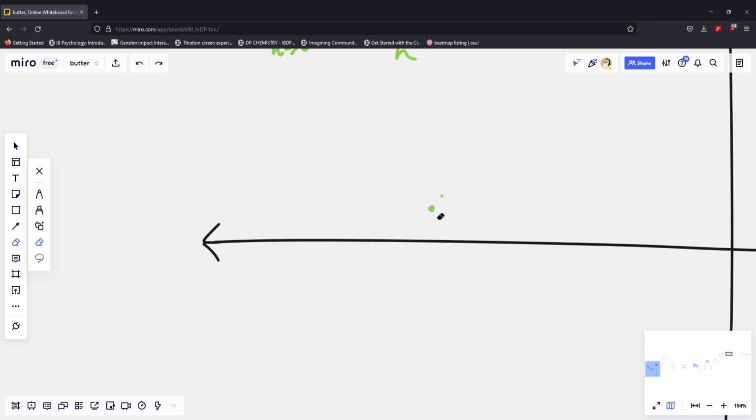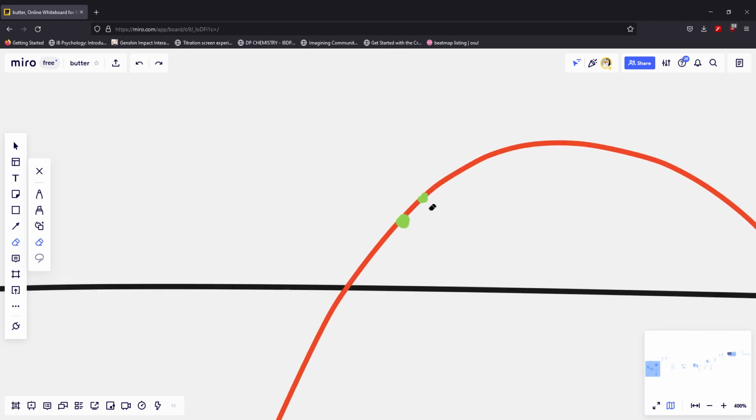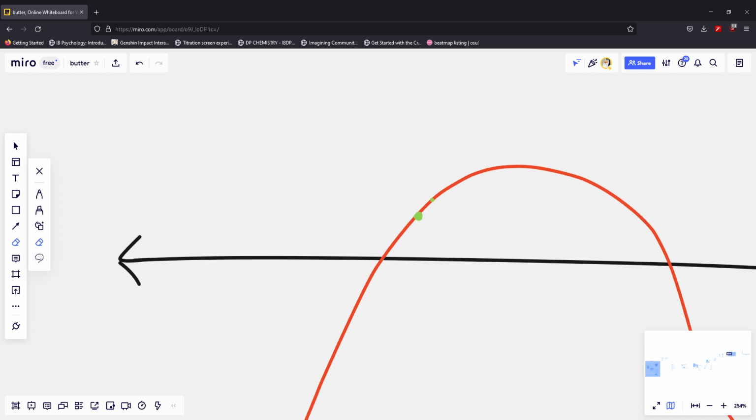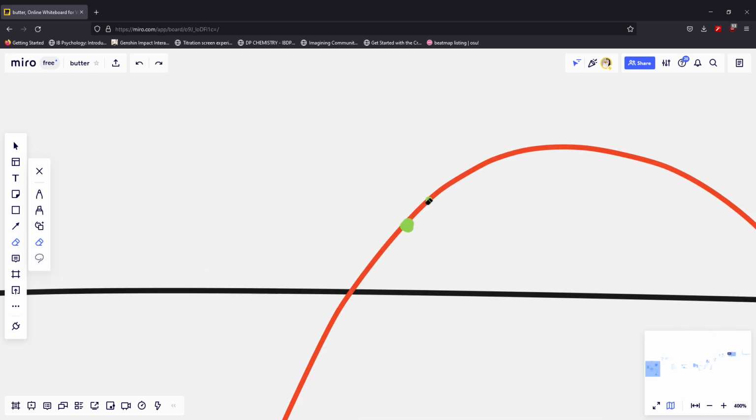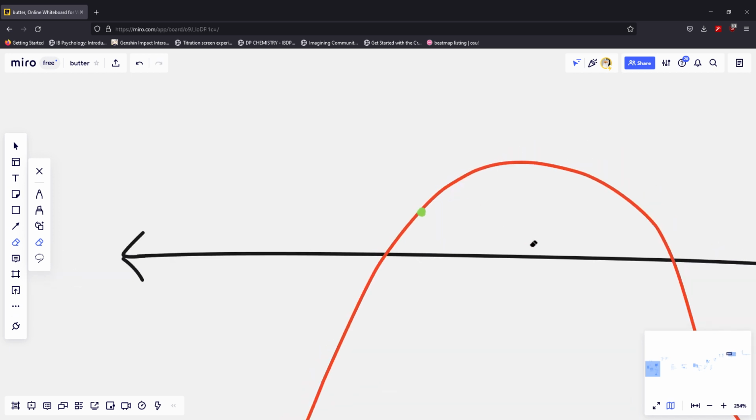So, let's get rid of this point. Oh, and I've gotten rid of the whole function. Great, okay. Let's try to do that again. Alright, good enough. Okay, here we go.